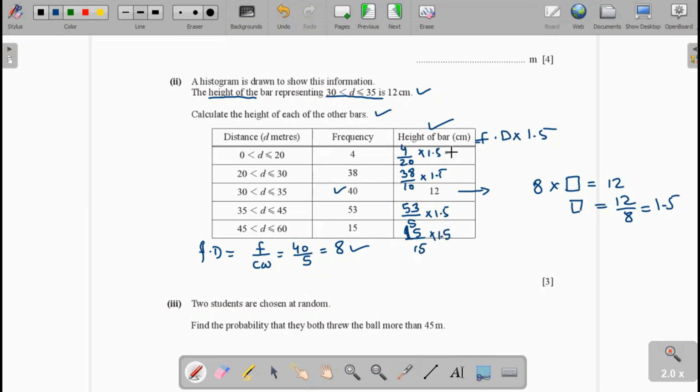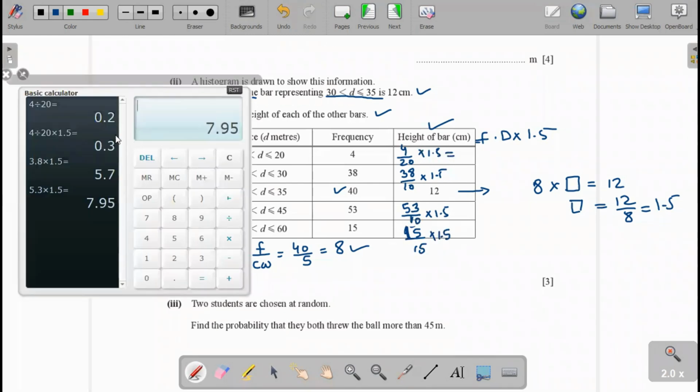Now you see here, when 4 divided by 20 multiplied by 1.5, the answer is 0.3. And next is 38 divided by 10, which is 3.8. When multiplied by 1.5, that answer is 5.7. And the next value, 5.3 multiplied by 1.5, the answer is 7.95.